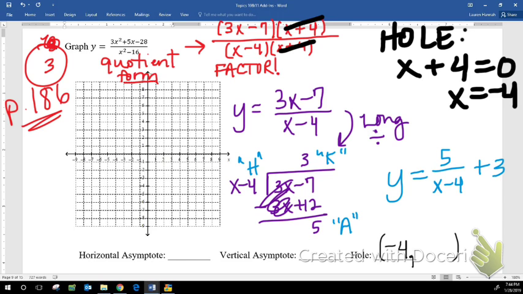Okay? So now I'm going to substitute this x value in right here, and that'll give me the y value. So it's going to look like this. y will be equal to 5 over negative 4 minus 4, which is negative 8, plus 3. I'm going to type that in the calculator.